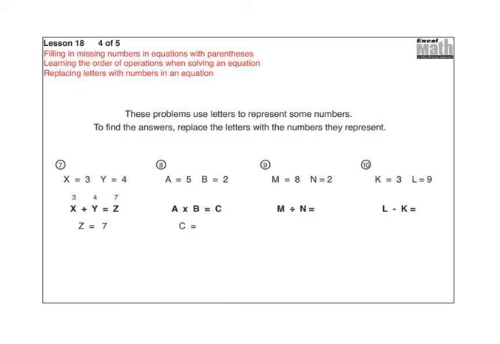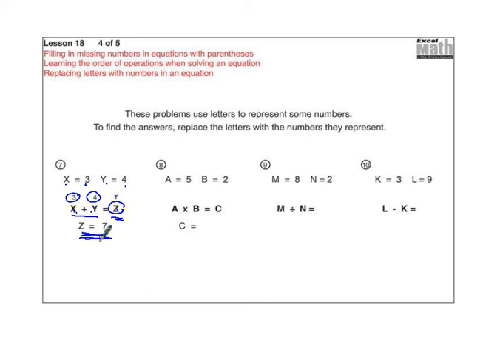All right, these problems use letters to represent some numbers. To find the answers, replace the letters with the numbers they represent. So number 7, x is 3, y is 4. Here's an equation, x plus y equals z. We want to know what z is. So if the x is 3, they wrote a little 3 there. If the y is 4, we add 3 and 4 together to get z equaling 7. Z is equal to 7.